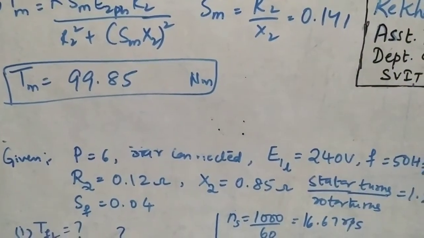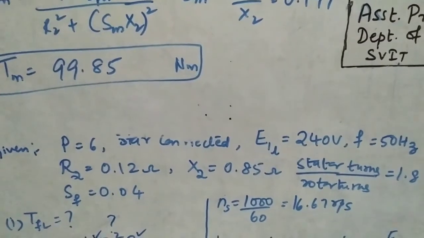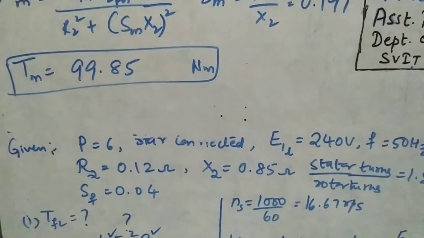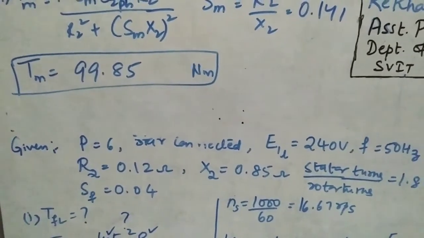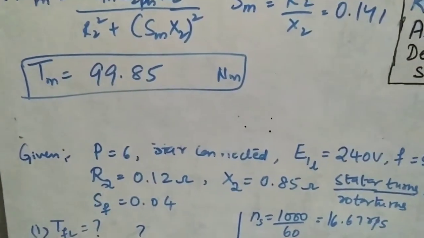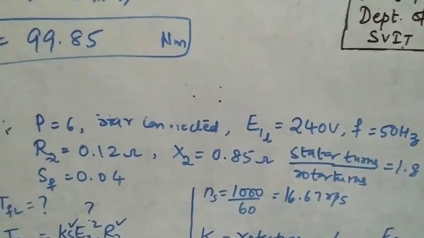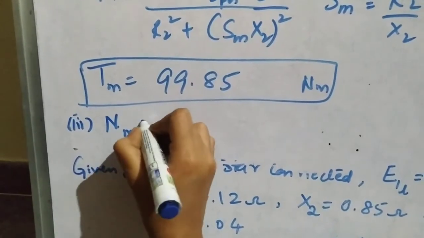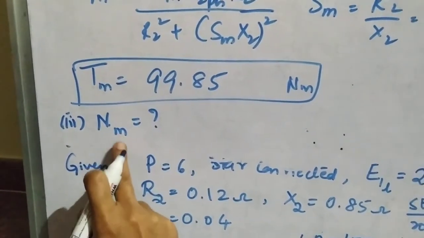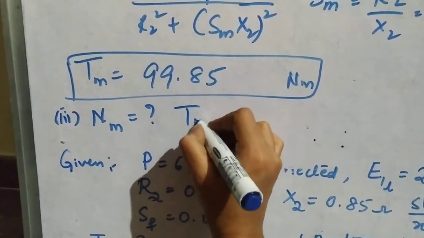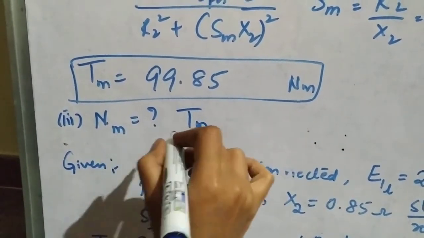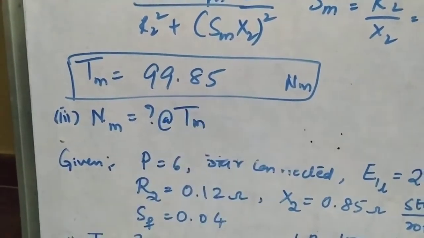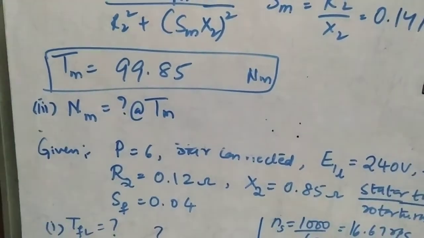The next one, the third sub question, is the speed at the maximum torque. What will be the speed at maximum torque? That means the corresponding speed, which I will denote as Nm.